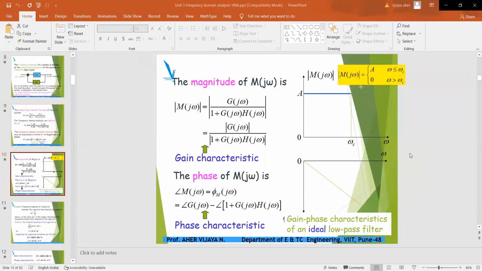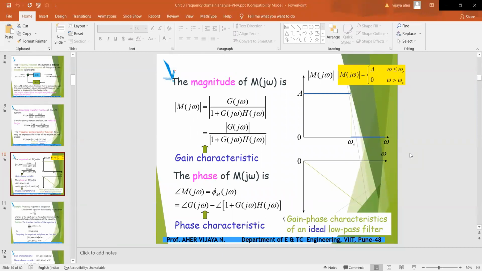What is next important remaining part? Mod of j omega is equal to 0 when omega is greater than omega c. So I have drawn this is equal to 0 when omega is greater than omega c. Omega c पेक्षा greater जे काही frequencies आहेत त्याचा amplitude किती आहे, magnitude किती आहे, is equal to 0.